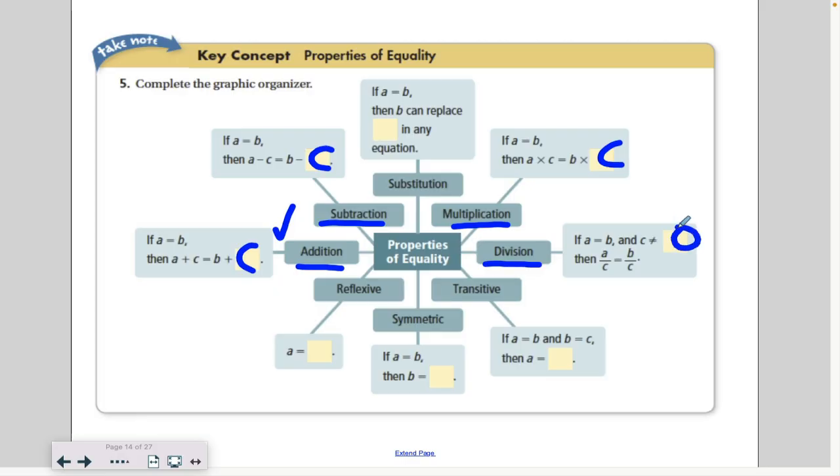Okay, now let's go to some of the other ones. We actually did the transitive one yesterday. We didn't call it the transitive.